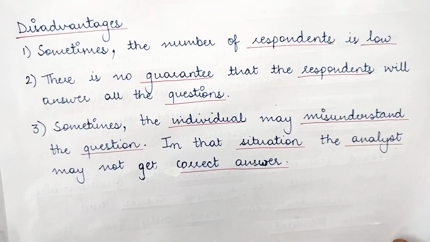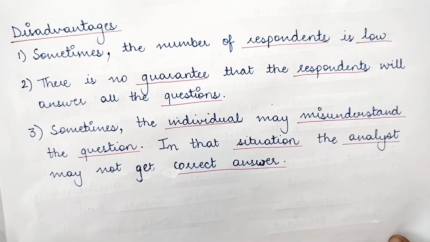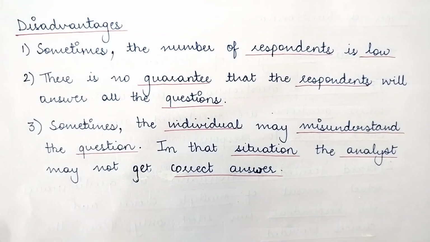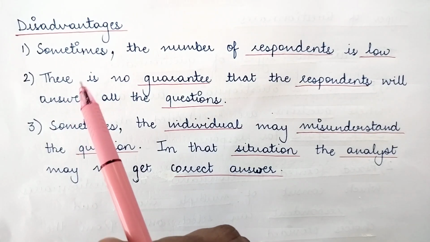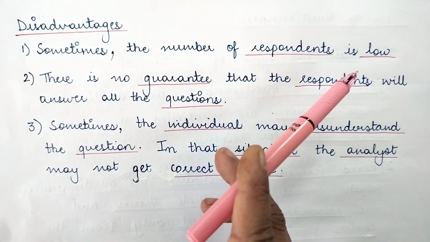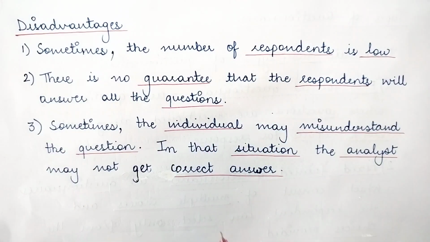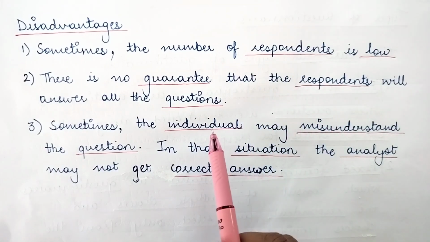Now let's look at the disadvantages also, because as I say, everything that has an advantage has a disadvantage too. So what are the disadvantages of questionnaires? The first disadvantage is that sometimes the number of respondents is low. It is not necessary that everyone is interested in participating in the questionnaires. So maybe there is a possibility that the number of respondents can be low at times.